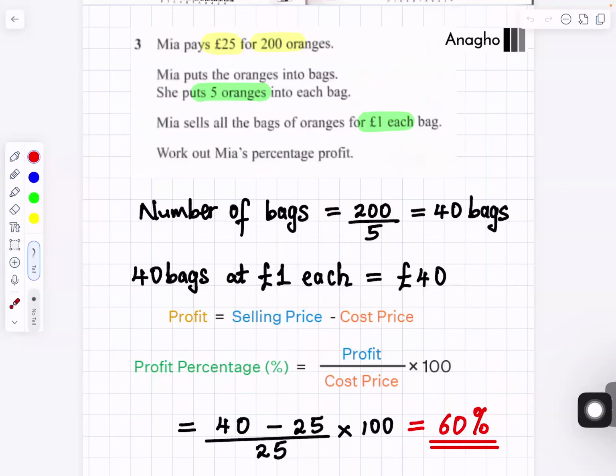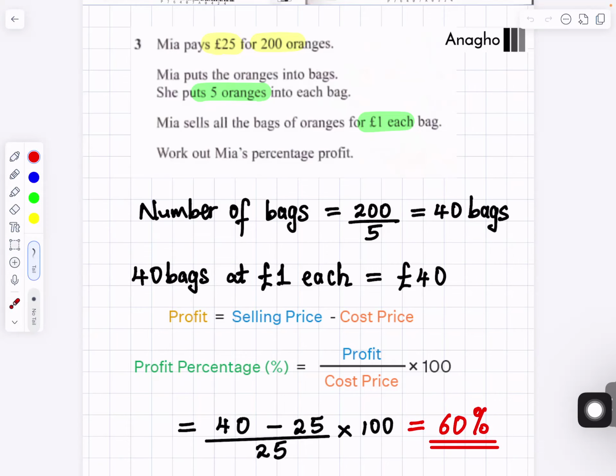Question number 3. Mia pays £25 for 200 oranges. Mia puts the oranges into bags. She puts 5 oranges into each bag. Mia sells all the bags of oranges for £1 each. Work out Mia's percentage profit. So there are 5 oranges in one bag, so you want to find how many bags Mia put them inside.